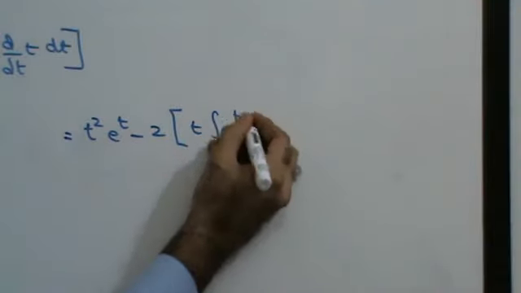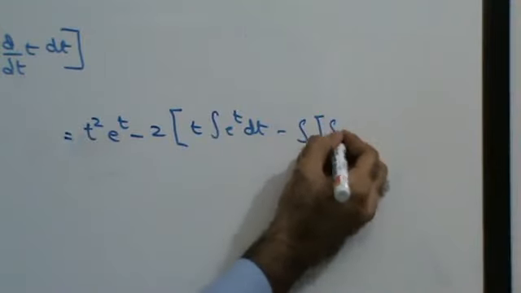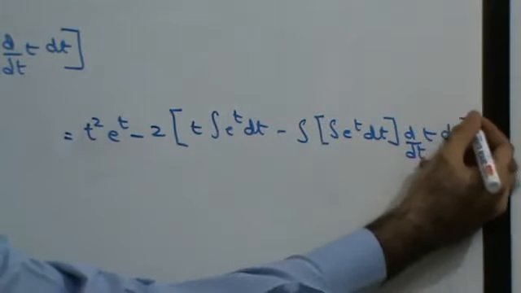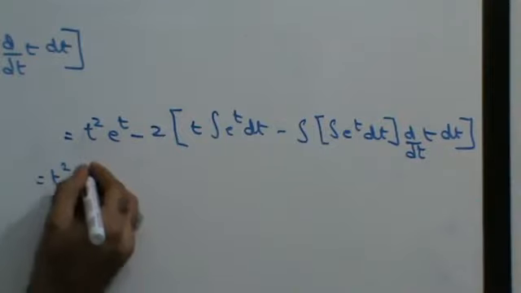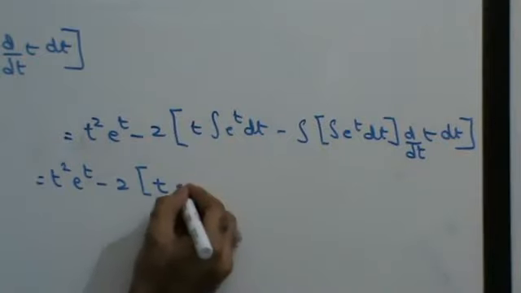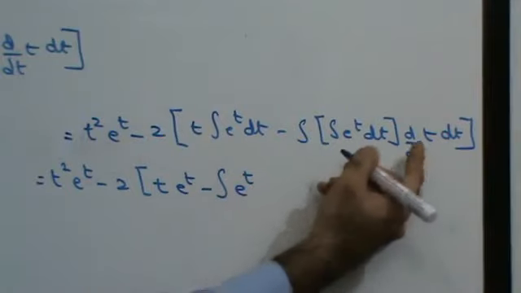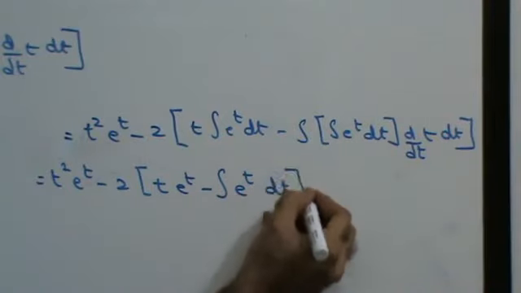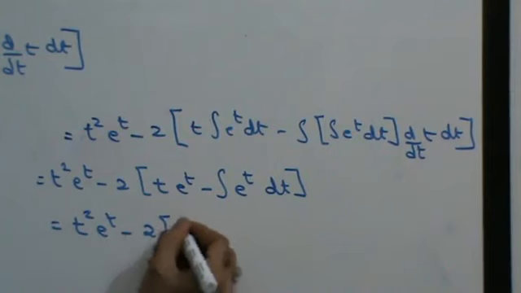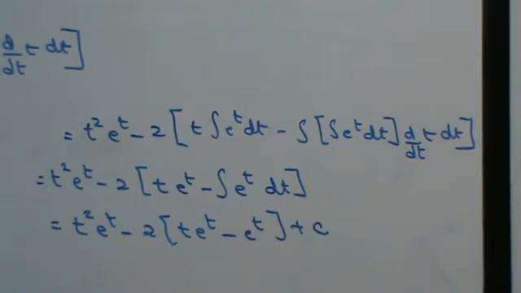So u times the integral of v minus the integral of the integral of v times the derivative of u dt. So this is t square e raised to t minus 2t. The integral of e raised to t is nothing but e raised to t. D by dt of t is 1 dt. This is t square e raised to t minus 2 t e raised to t minus the integral of e raised to t, which is e raised to t, plus c.